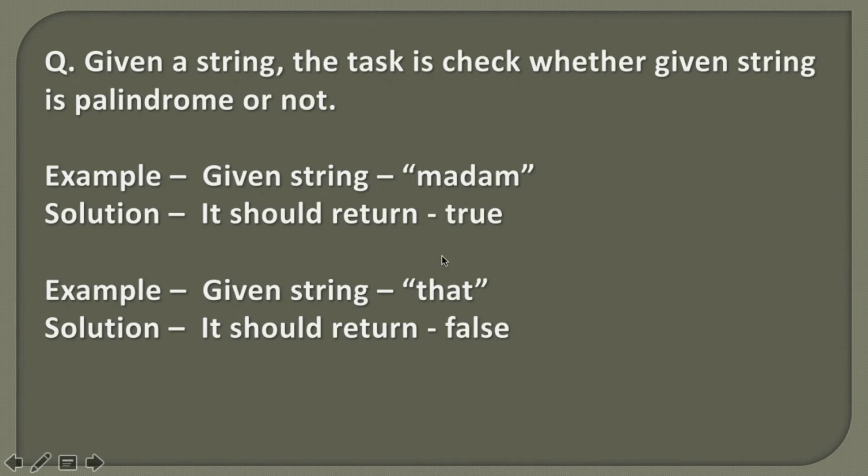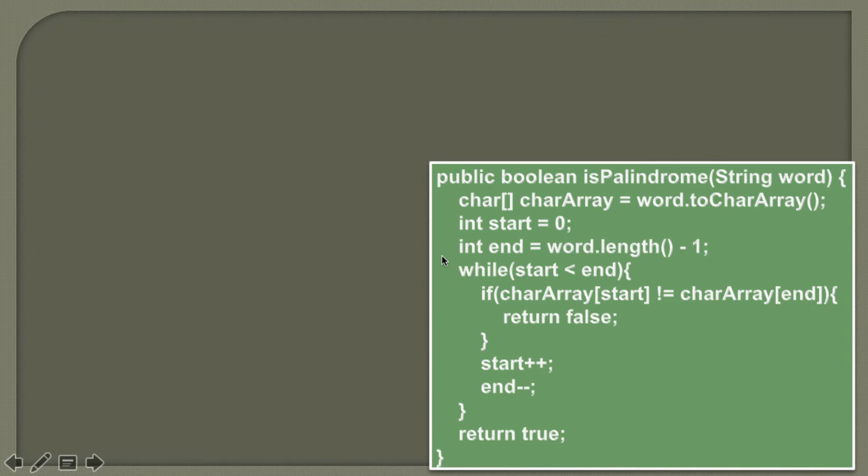So friends, let's see the demonstration of the algorithm step by step. Here you can see the algorithm, where we are calling the method isPalindrome and passing in a string, and we simply return a boolean value. If the string is a palindrome we return true, and if it is not then we return false. So let's say we call this palindrome method and pass the string madam.